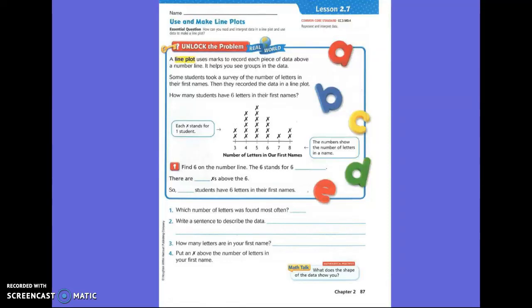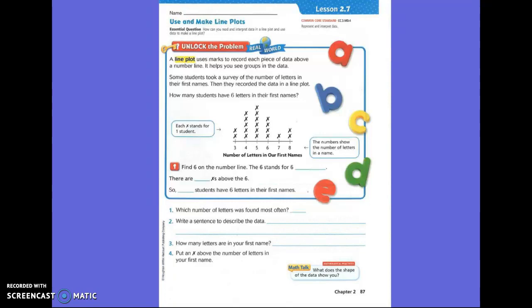Boys and girls, today we're going to solve 1- and 2-step problems comparing and using data represented in a scale, not a bar graph, but in a line plot. We're going to read and interpret data in a line plot and use the data to make your own line plot.